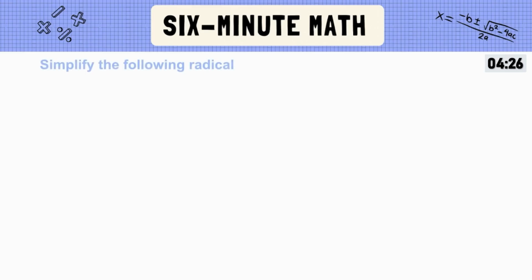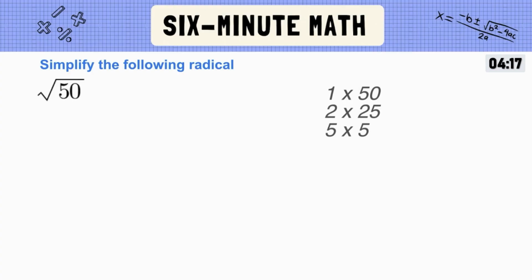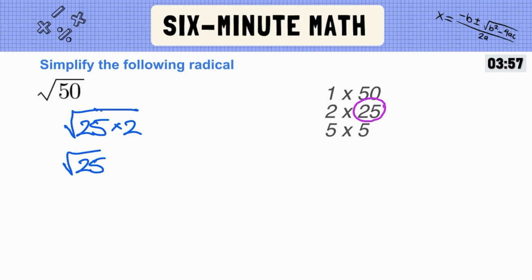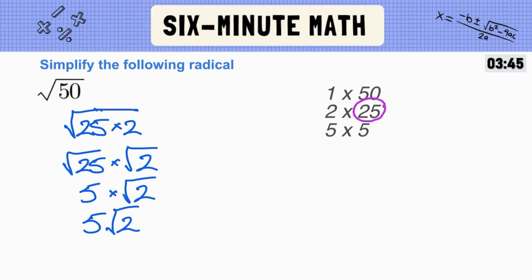So let's check out some examples here. We're going to simplify the following radical of root 50. And my first step is going to be find all the factors. So I have my factor u here, and I do a quick scan and see that I have 25 as the highest perfect square. So I'm going to split root 50 up into root 25 times 2. I'm now going to split those roots. We have root 25 times root 2. Root 25 is 5. We're going to multiply that by root 2. And then we're going to make that look nice of 5 root 2.